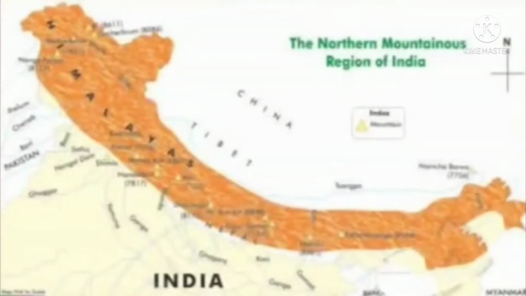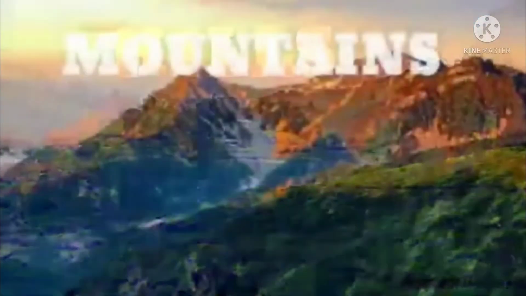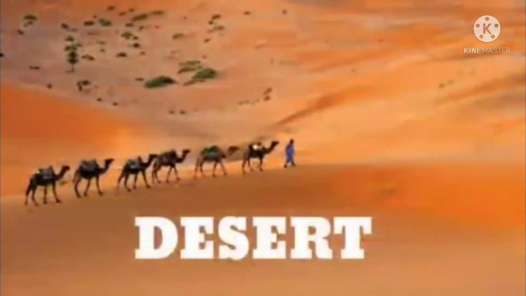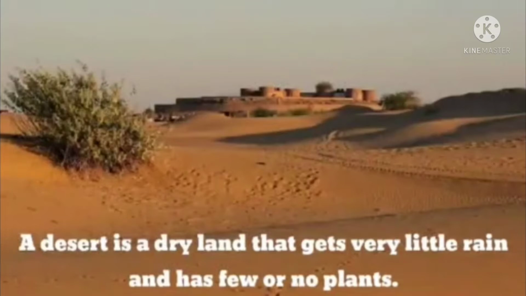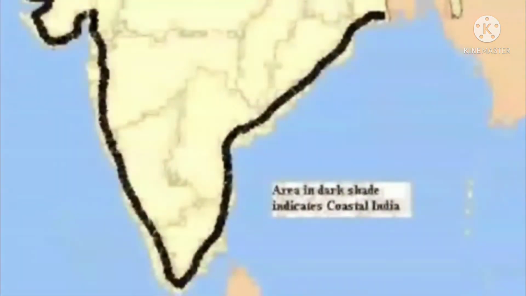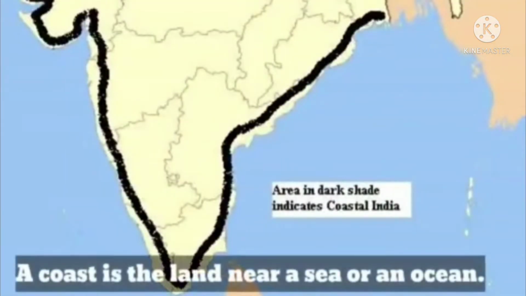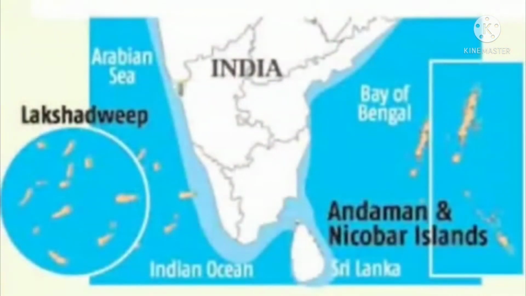India has different kinds of landforms. It has hills, mountains, plateaus, plains, and deserts. A desert is a dry land that gets very little rain and has few or no plants. India has a long coast. A coast is the land near a sea or an ocean. India has islands in the seas on either side.